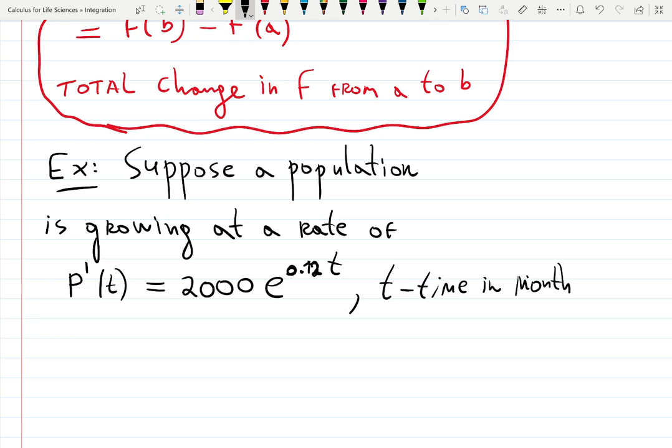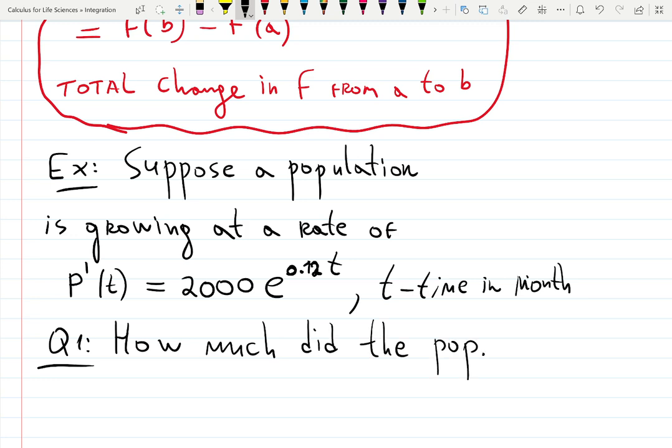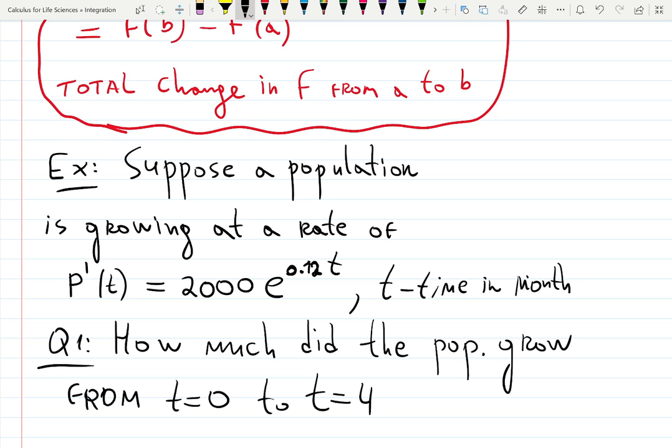How much did the population grow between 0 and 4? Question 1: how much did the population grow from t equals 0 to t equals 4? So for example, we started looking at this process in January, that is 0, January, February, March, and April. In April, we want to see the difference.